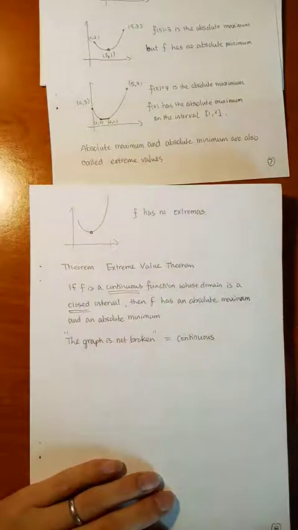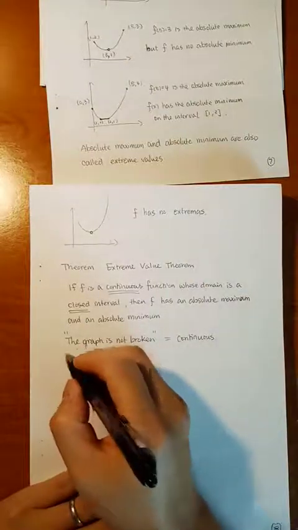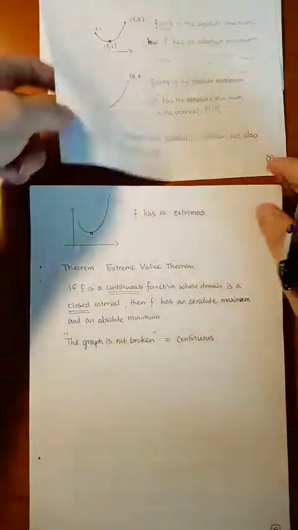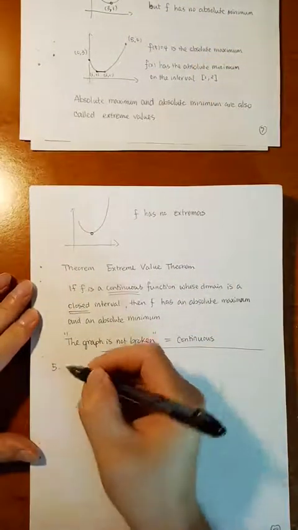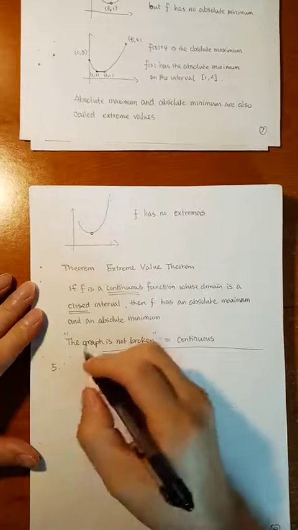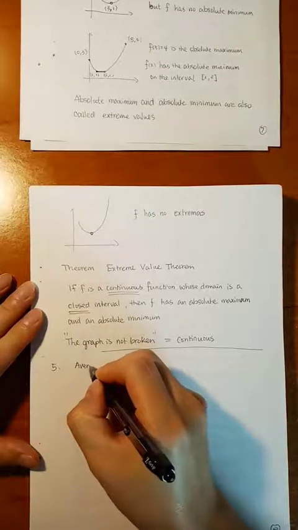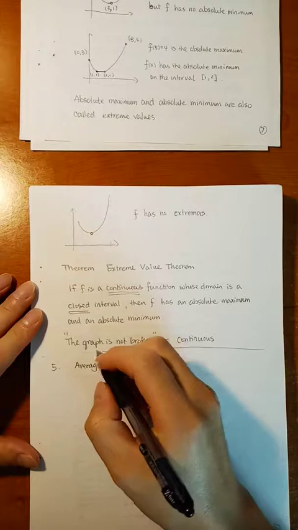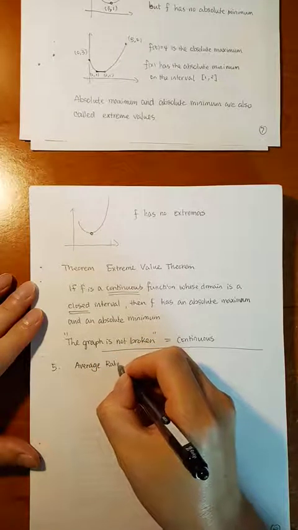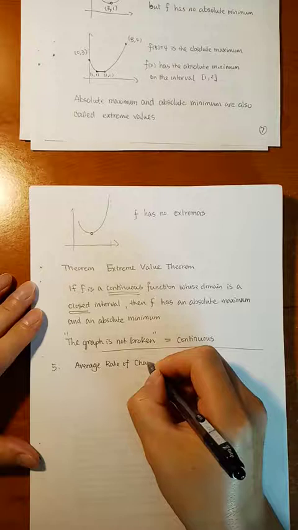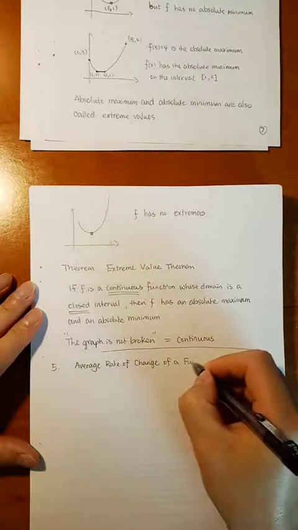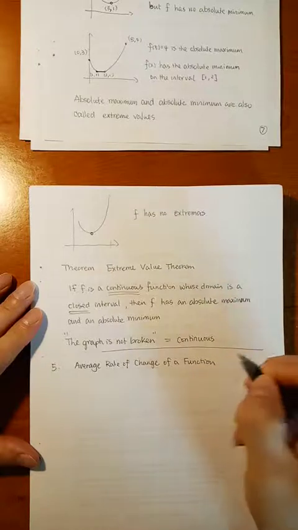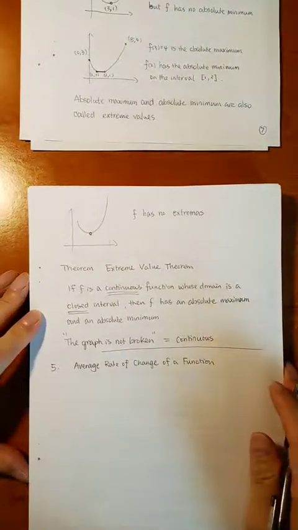Okay, let's continue the discussion about section 3.3. The next topic, what is this topic? 4, 5. Average rate of change of a function.